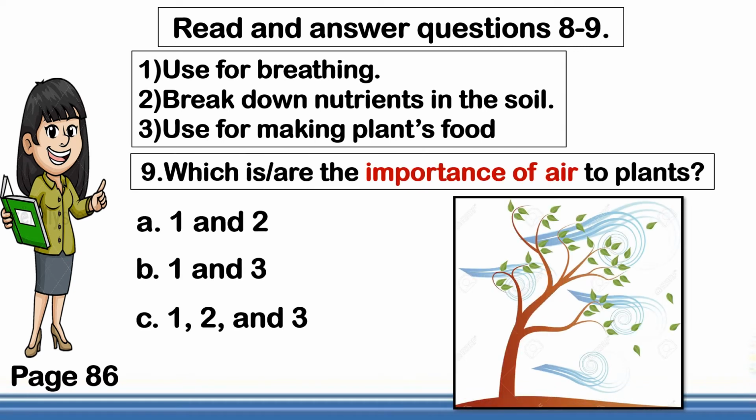Which is or are the importance of air to plants? Letter A. Use for breathing and break down nutrients in the soil. Letter B. Use for breathing, use for making plants food. Letter C. Use for breathing, break down nutrients in the soil, and use for making plants food.